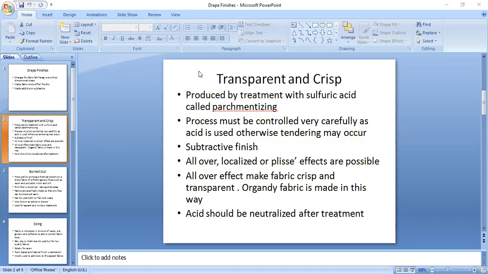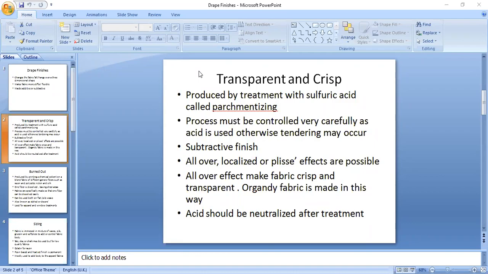Many effects are possible. There may be the all over, as in the organdy, or localized, or plissé effect. All over parchmentizing process produces a transparent effect. All the fabric will become transparent. Sheer combed lawn is used in the all over parchmentizing.